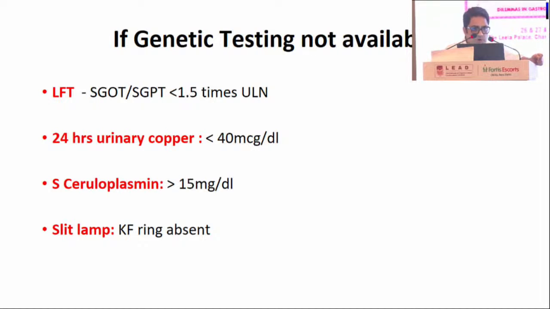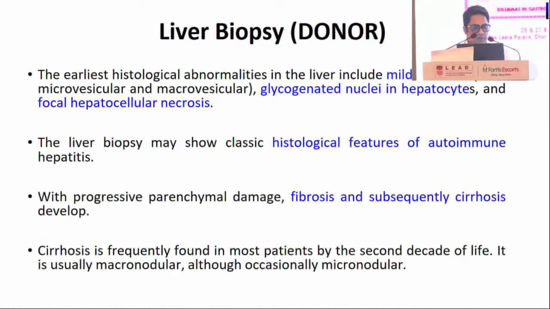So what is our protocol for Wilson's disease for selection of donors? So we go ahead with a liver function test, which should be normal, 24-hour urinary copper, and sometimes challenge test if it's borderline, serum ceruloplasmin levels, and slit lamp analysis. If these are okay, then we are more or less okay with accepting the donor.